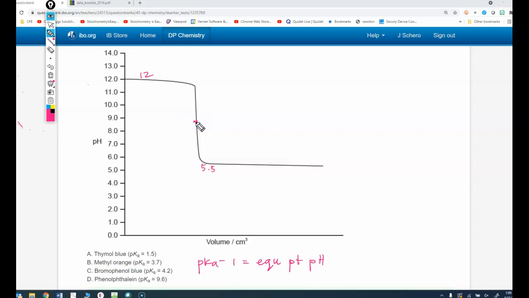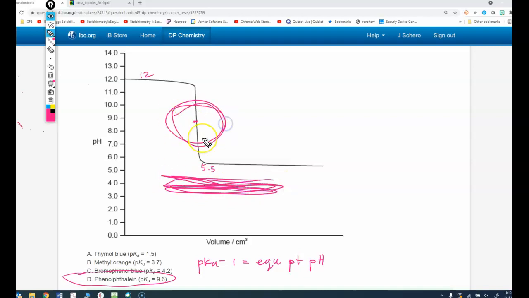Okay, so that means we need a pKa that is within ±1 of somewhere in that neighborhood. So that means we should pick phenolphthalein for this one. All the other ones are just way too low. The pHs of all of these would change somewhere down here, and our equivalence point is way up here. So this one, the D, is the correct answer choice.